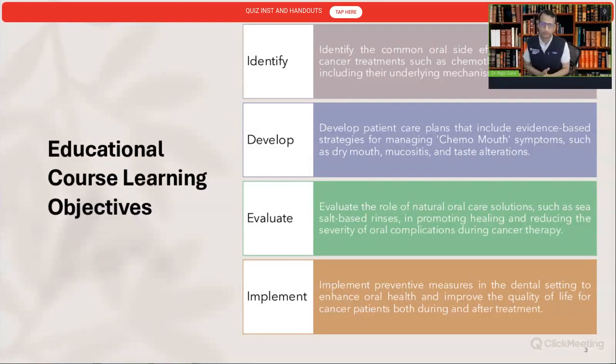Our third goal here is to evaluate the role of natural oral care products, where we can use natural and clean ingredient-based oral care products that can really help cancer patients in managing their oral side effects very precisely. And fourth is to implement the lessons which we are going to learn here in order to manage the side effects of chemo mouth and how best we can adapt them in our dental clinical settings for maximum clinical results. So let's start.